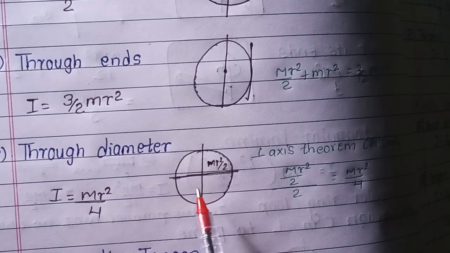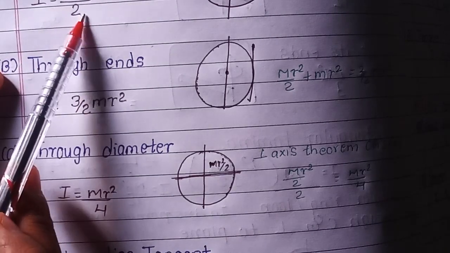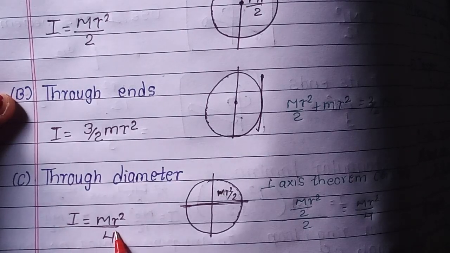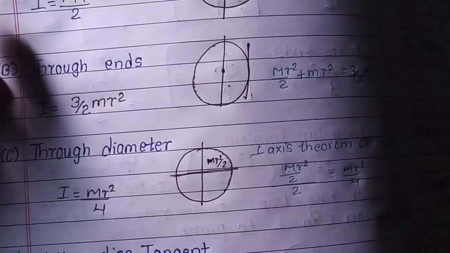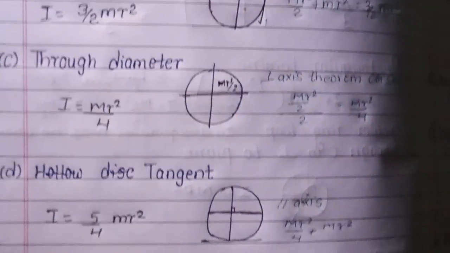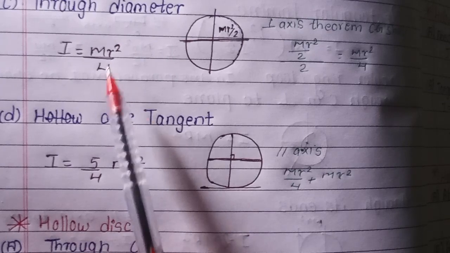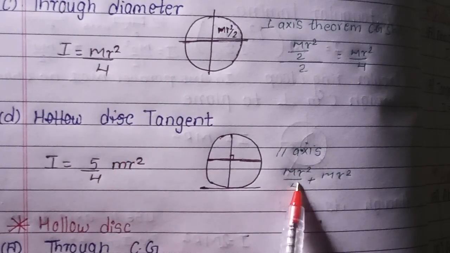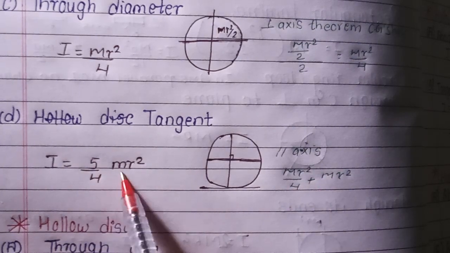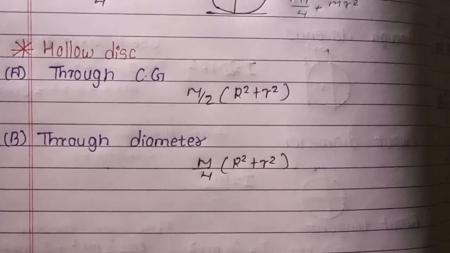Through its diameter we already know it is half of the center value. If it is mr square by 2 for the center, here it is mr square by 4, which is half of the center. And for the tangent, it is parallel to the diameter, and we apply the parallel axis theorem here. For the diameter, mr square by 4 plus mr square, here we get 5 by 4 mr square for the tangent of the circular disc.